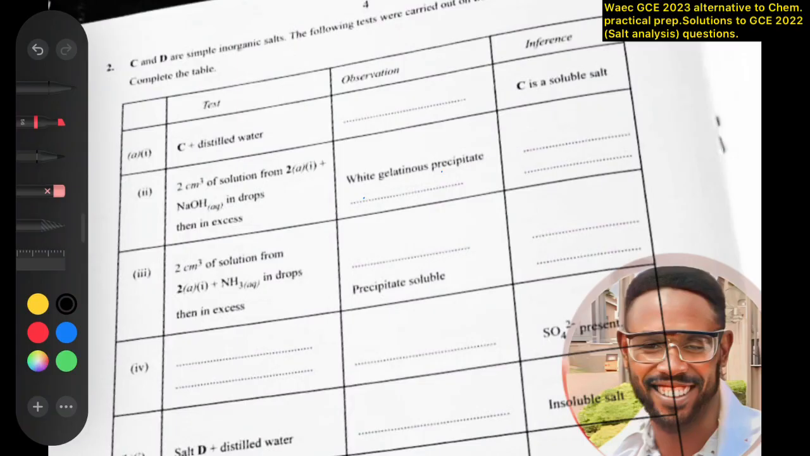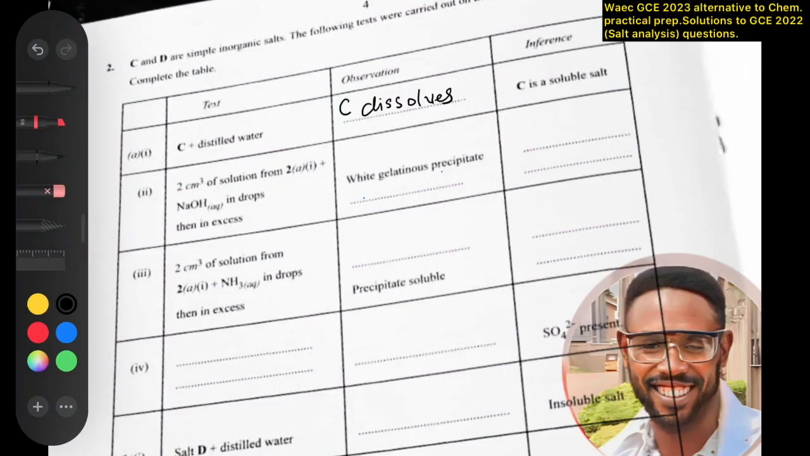They said C and D are simple organic salts. The following tests were carried out on both salts. Complete the table, copy and complete. The first one says C plus distilled water. They leave observation and inference. Since the inference says C is a soluble salt, your observation will be simple: C dissolves.